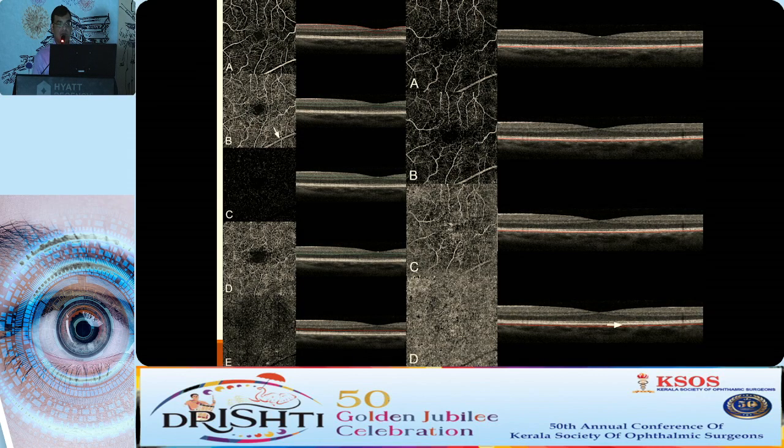So this is an image. Usually vessels are seen in the superficial slab. In this example, you can see these vessels seen in the third slab also, which is a projection artifact. Vessels should not be seen in the deeper layer or photoreceptor layers.